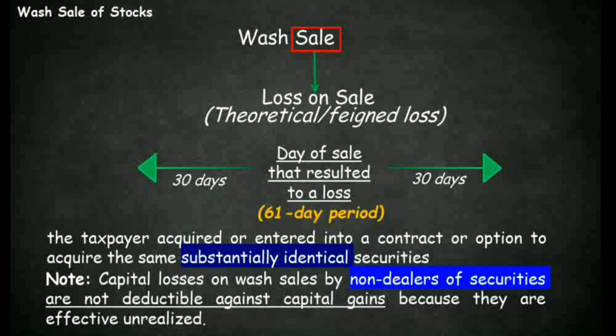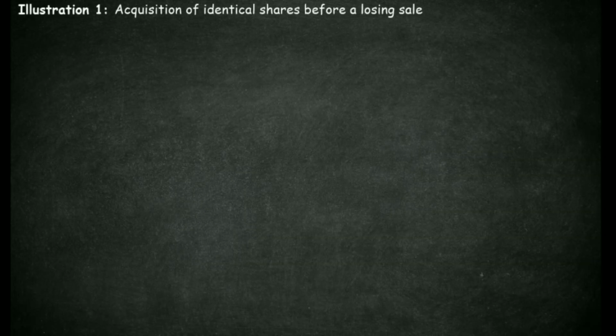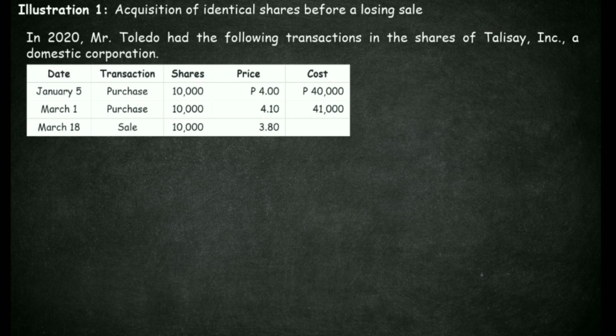Okay, at this point, I know that the concept of wash sale of domestic stocks is not yet clear to you. So, to give you clarity, we're going to discuss the following illustrations. We have the first illustration, acquisition of identical shares before a losing sale. Let me read. In 2020, Mr. Toledo had the following transactions in the shares of Talisa Incorporated, a domestic corporation. And here's the data regarding the shares.